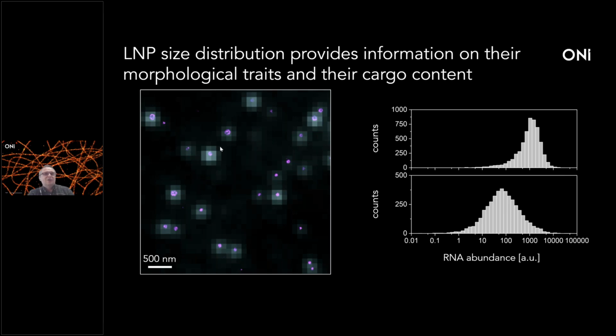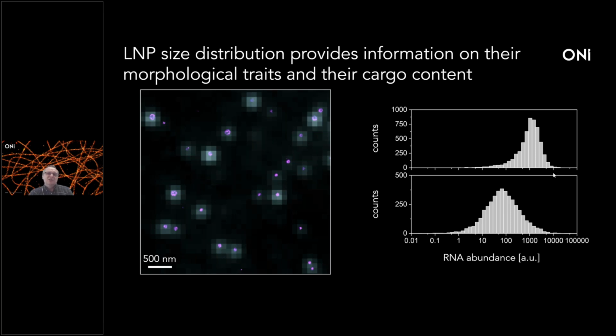So within the same sample, we also label the cargo, and you can see a nice overlap of a cargo signal, or in this case RNA, with your lipid nanoparticles. When you look at the distribution of these particles, I'm showing you two distributions here. The first distribution at top is a histogram with the RNA abundance approximately around 1,000. These are arbitrary units because this is fluorescence and it will depend on your laser intensity. However, we optimize and recommend using specific laser powers when studying lipid nanoparticles.